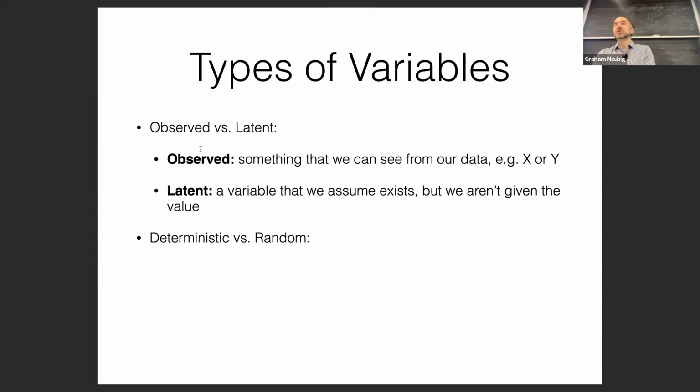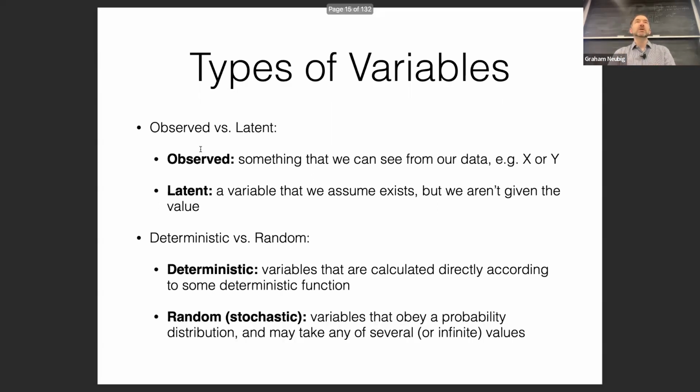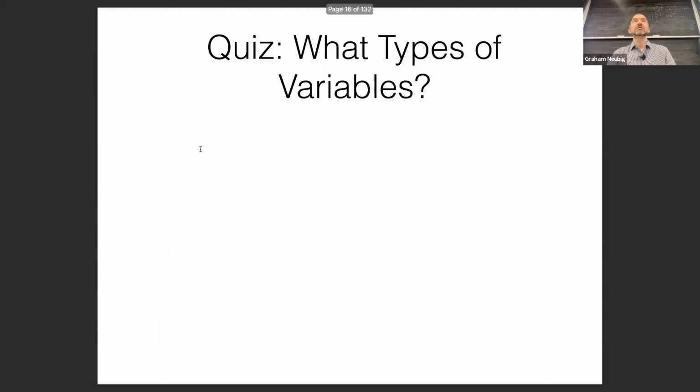There's also an idea of deterministic variables versus random variables, where a deterministic variable is a variable that's calculated directly according to some deterministic function. So basically, you take one variable in, you get another variable out, and you'll get the same variable all the time. Whereas a random variable, which is also called a stochastic variable, is a variable that obeys a probability distribution and may take any of several or infinite values.